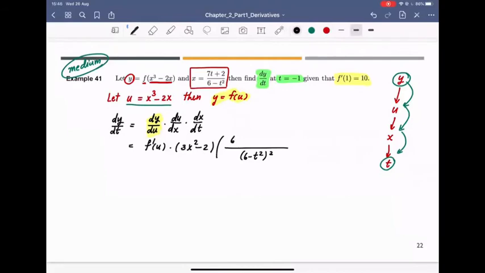So I'm gonna have 6 minus t squared. I'm gonna go a little bit fast here. I'm gonna do 6 minus t squared, and then I differentiate 7t plus 2 with respect to t, so I get 7, and then minus 7t plus 2, and then I differentiate 6 minus t squared with respect to t, so I get negative 2t. All right, so after that I have this thing. So let's look at dy/dt at t equal to negative 1.